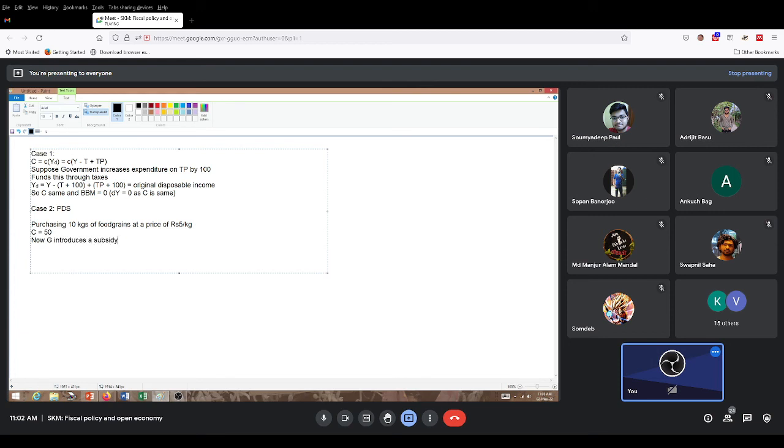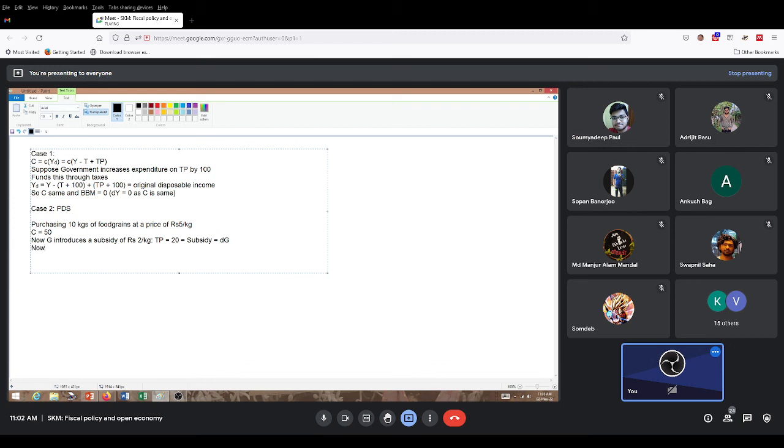Now the government introduces a subsidy of rupees 2 per kg. So what is the transfer payment in that case? 10 into 2 is 20. Sir, this is the subsidy. And this is the increase in G. Achha. So what happens to expenditure? Achha. Okay, so this is one thing that you do.